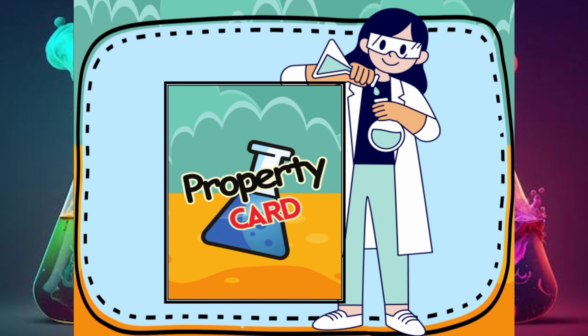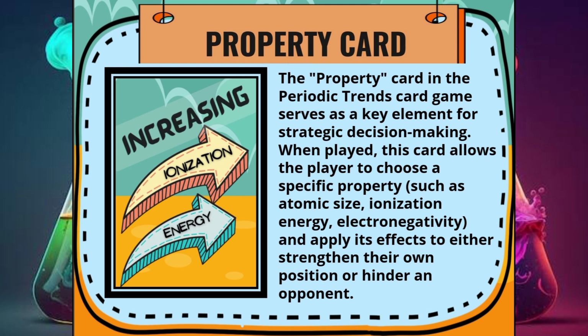The property card in the Periodic Trends card game serves as a key element for strategic decision-making. When played, this card allows the player to choose a specific property, such as atomic size, ionization energy, or electronegativity, and apply its effects to either strengthen their own position or hinder an opponent.